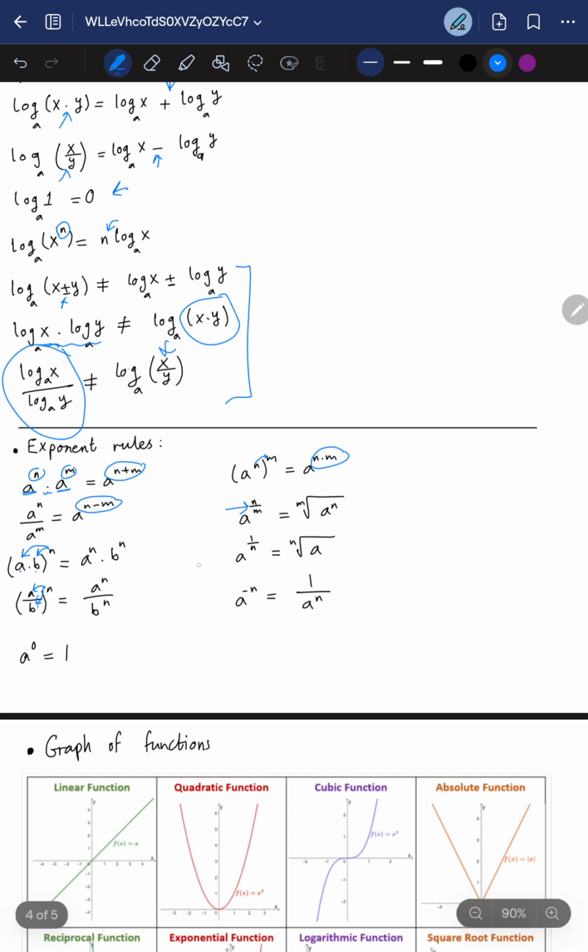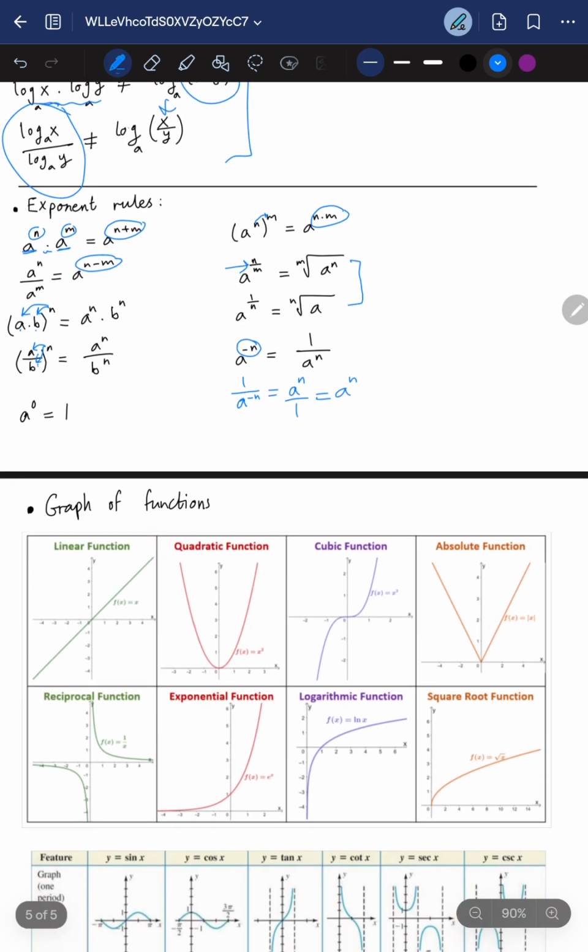If you have a fraction as an exponent, this can be turned into roots. Also, when you have a negative exponent, to make it positive, you just take it to the denominator. And similarly, if you have a negative exponent in the denominator, taking it to the numerator makes it positive, because we don't like negative exponents.